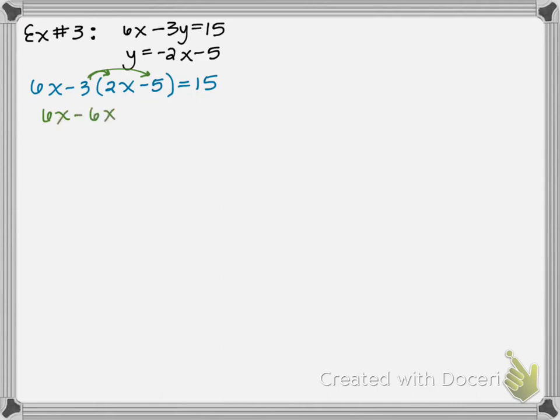And I'm going to try and solve for x. When I distribute that negative 3, I have 6x minus 6x plus 15 equals 15. And you notice that 6x minus 6x, they cancel each other out. So I'm left with only 15 equals 15. That's not much of an equation, and obviously 15 does equal 15. So when we get this answer, that means that there's infinitely many solutions.